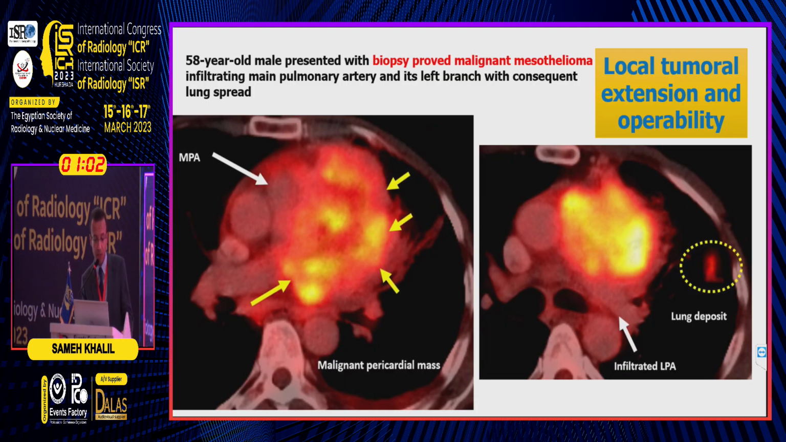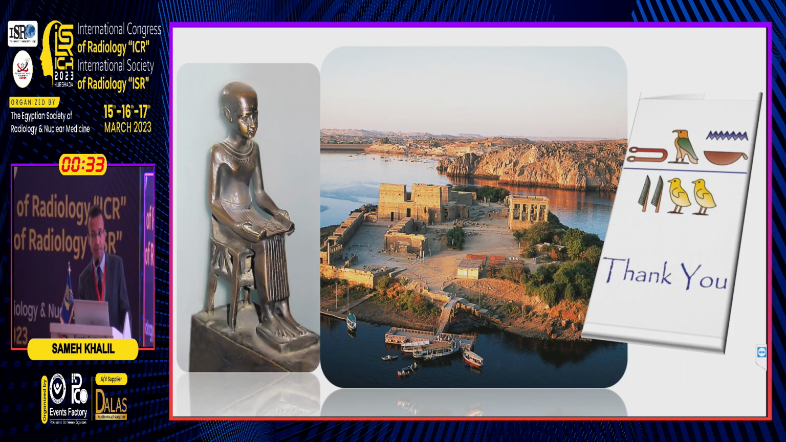And this patient was referred to us as just a pulmonary embolism. We have these images in PET, this mesothelioma, which was biopsy proved later on, and it is infiltrative to the main pulmonary artery, the left major branch, sending lung mets. So this patient was beyond surgical correction. Thank you.